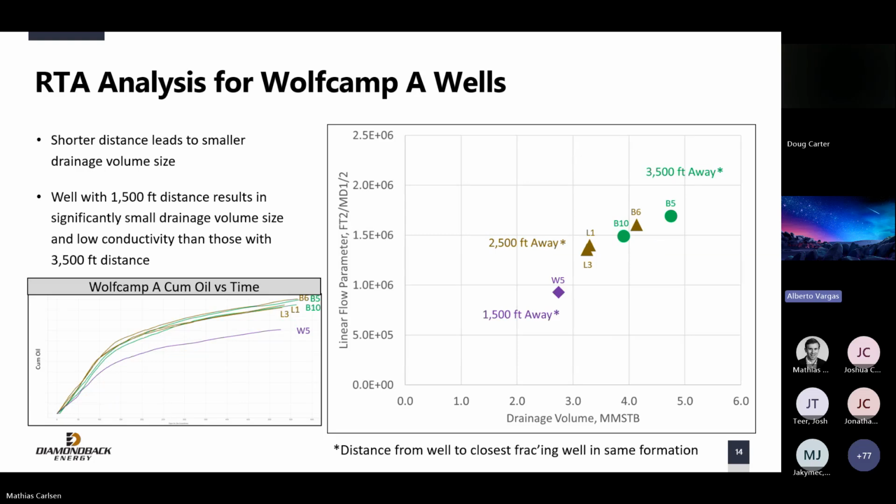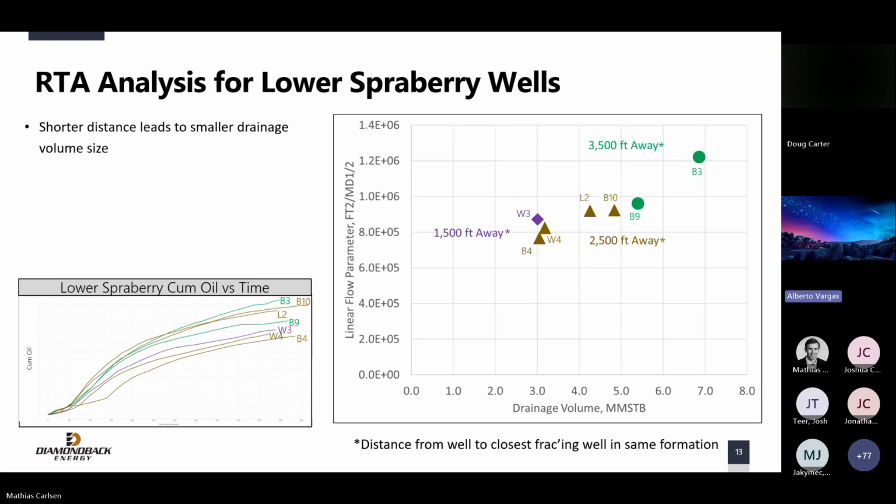Now, let's move on to the deeper zone, Wolfcamp A. On the Wolfcamp A side, we have similar things, and particularly if you look at that conductivity part. Among the wells, 3,500 feet and 2,500 feet, they show similar things. If you go to the previous one, also for this Lower Siberian, conductivity doesn't change much for these different distances. But the drainage volume is very sensitive in the Lower Siberian.